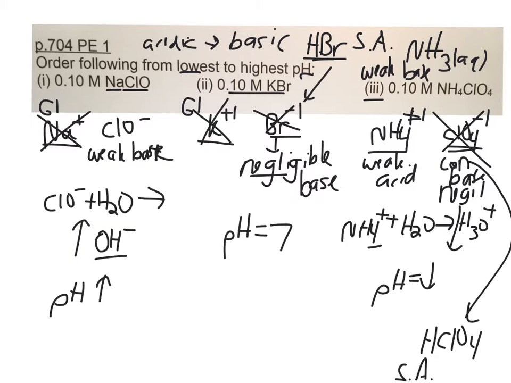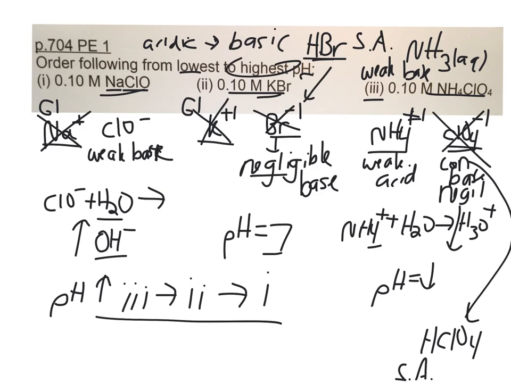So if we put them in order, if we just review, we would say choice 3 is definitely your lowest pH, since NH4 is a weak acid, followed by choice 2, which is KBr, because it has a pH of around 7, and then the highest pH, from lowest to highest in this case, is choice 1, NaClO, because ClO can accept the proton from H2O. So that's the order right there, 3, 2, 1.